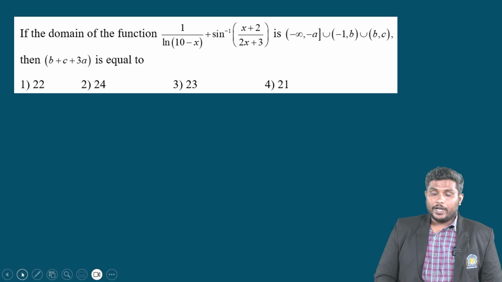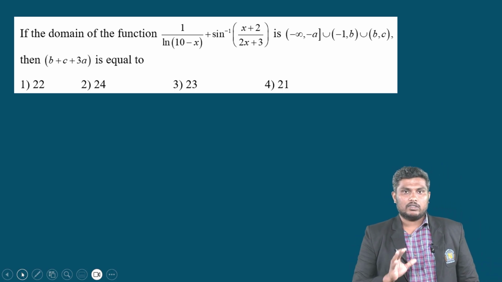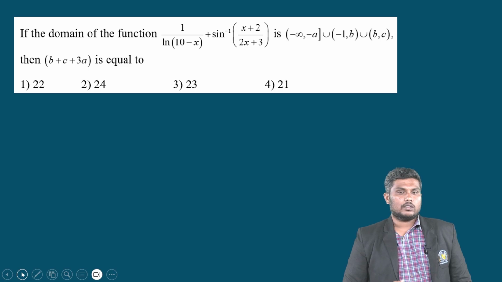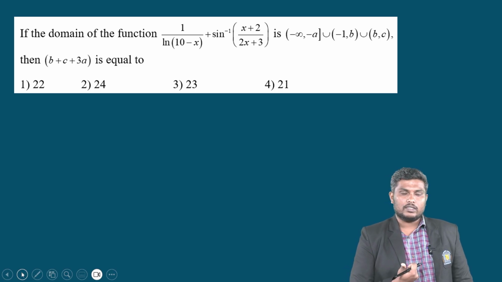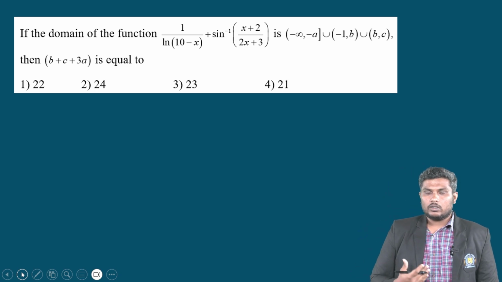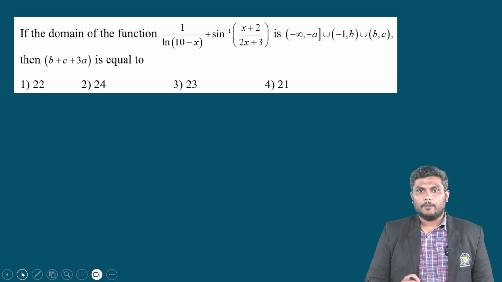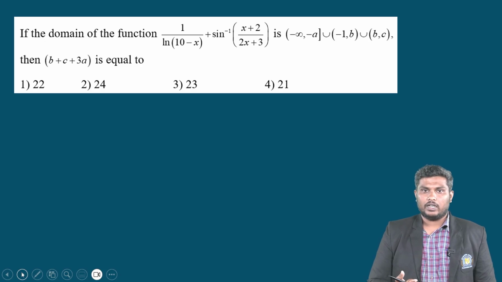Once again, domain of a function. Every year the Mains paper is incomplete without such a question, which involves domains of logarithmic functions as well as inverse trigonometric functions. So for people who want to learn from this, once again it's just a reminder that you're going to see a question on domain involving logarithmic functions as well as inverse trigonometric functions.